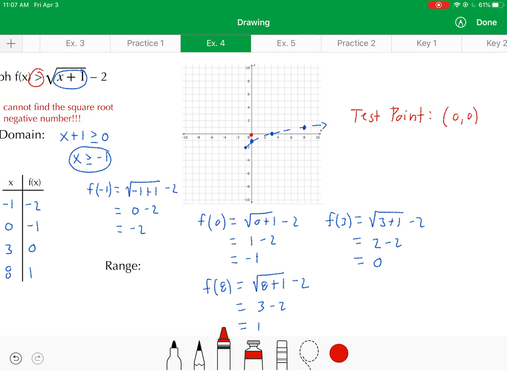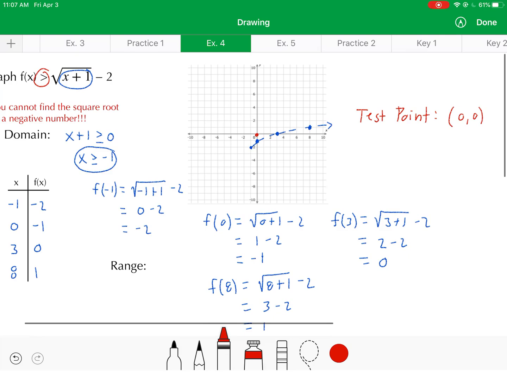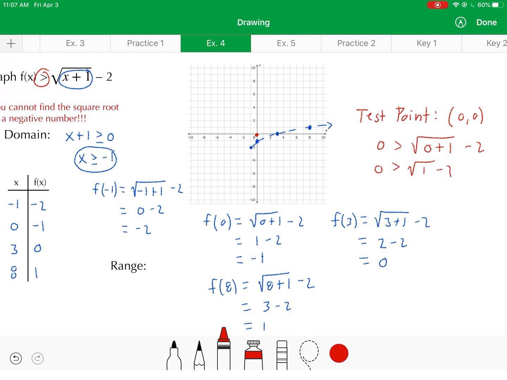So I'm going to test that by plugging them into the function. So I'll put in a 0 for x and 0 for y, which is like y is greater than the square root of 0 plus 1 subtracted by 2, or 0 is greater than the square root of 1 subtracted by 2, or 0 is greater than negative 1. That is a true statement, yes?